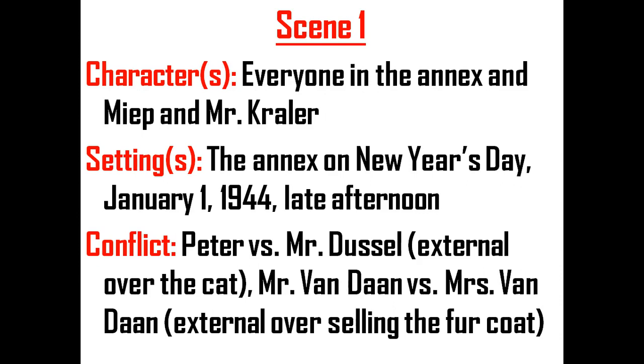That's the annex. The conflict in this scene is Peter versus Mr. Dussel. That was an external conflict over the cat. And the second conflict between Mr. Van Daan and Mrs. Van Daan, that was also external conflict, over selling the fur coat. So both of them were external conflicts, not internal, between people.